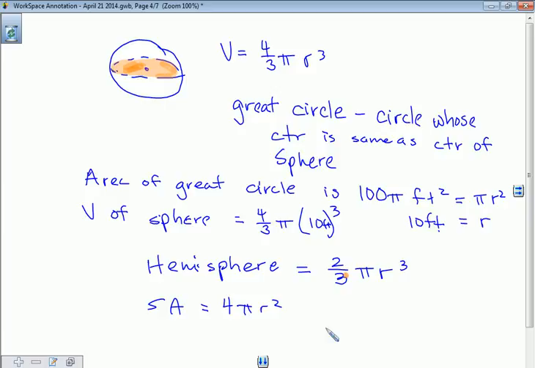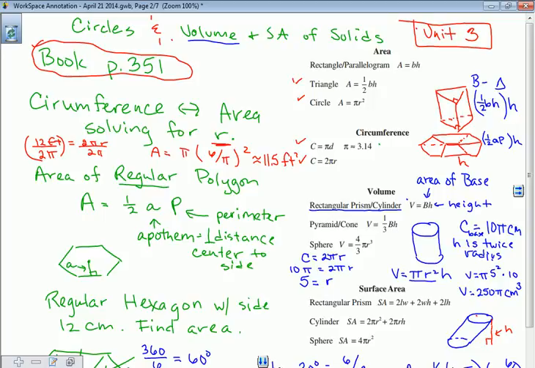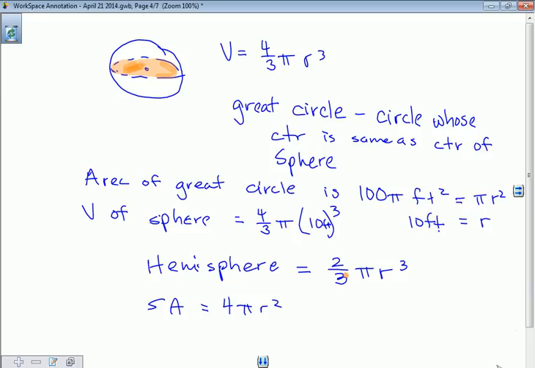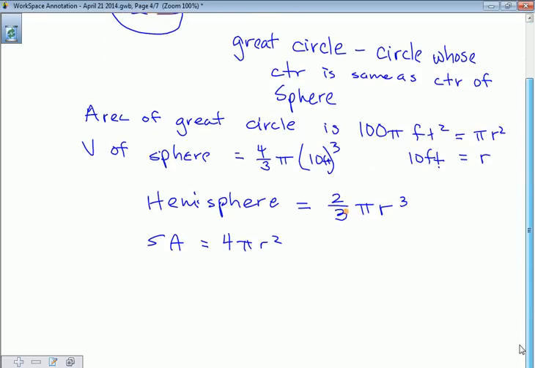Okay? Now, if we wanted volume of a hemisphere, it's just half the volume of a sphere, so it'd be 2/3 instead of 4/3. So half of 4/3 is 2/3. And then surface area of a sphere is 4 pi r squared. Now, I don't think you're given hemisphere, but we ought to be able to deduce that. Hemisphere wasn't on there, was it? No. But we can do hemisphere without being given the formula. Okay. Any questions about spheres?